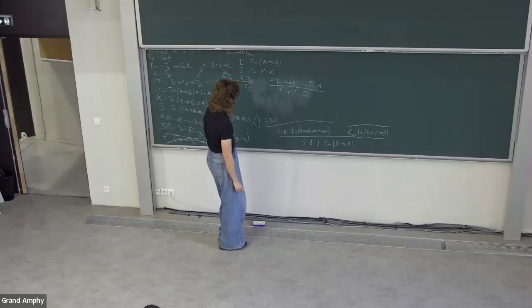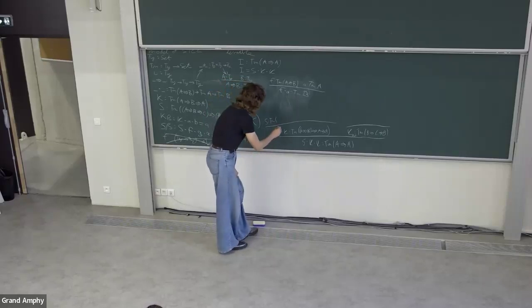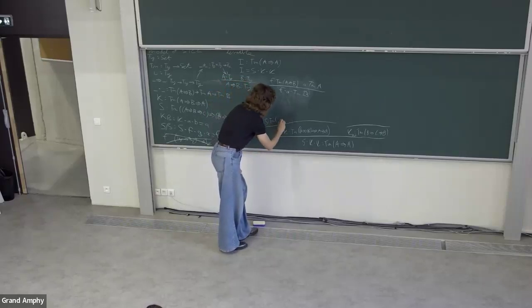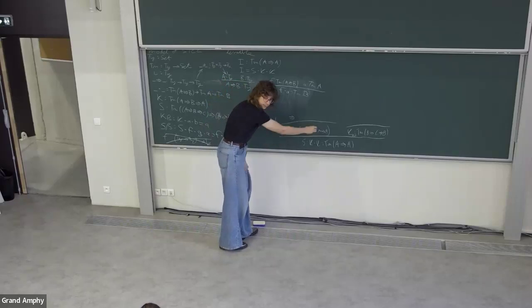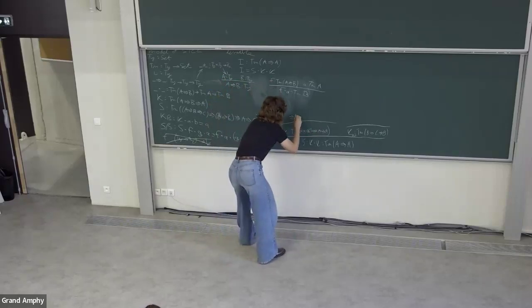What's the type of S? So S needs to have some type. Again, I write it the same way: something arrow this thing, right? So I write B arrow B to A arrow A.